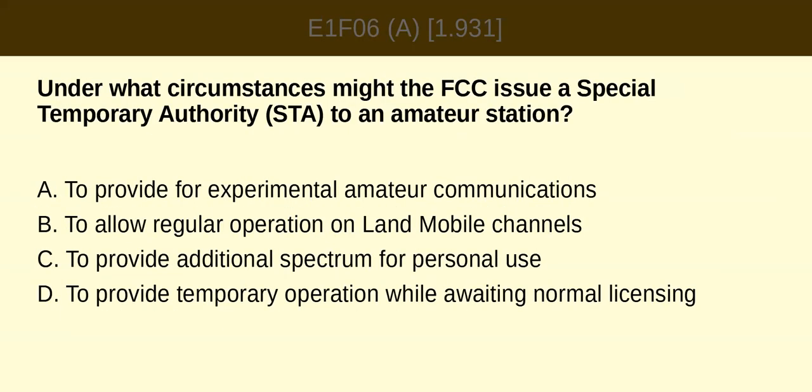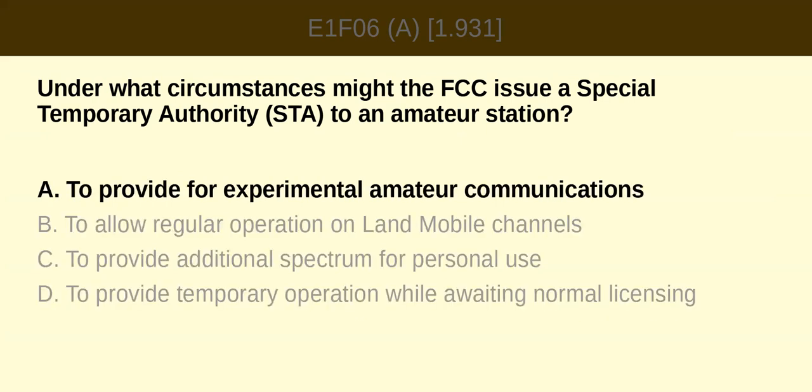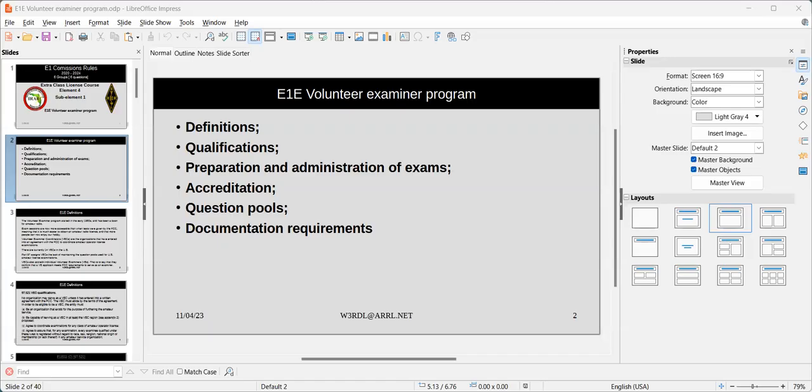Under what circumstances might the FCC issue a special temporary authority to an amateur station? Alpha. Okay, thank you, Bob. That was easy, right?